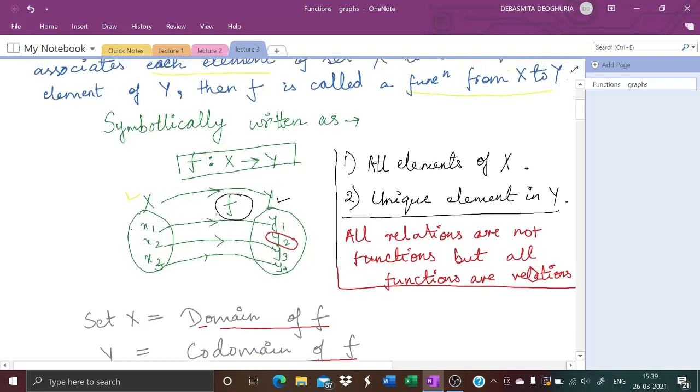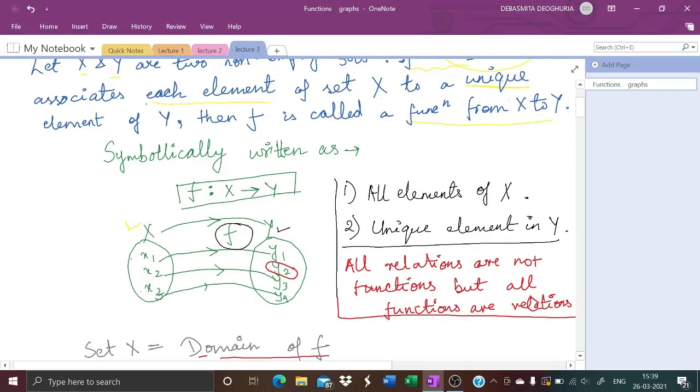So this first condition is satisfied. Each element is associated. Now, each element is associated to a unique element. See, x1 is associated to y1, x2 is associated to y3, and x3 is associated to y4. So each of the elements is associated to a unique element in the set Y. So this relation f is a relation from X to Y. Now, since these two conditions are satisfied, I will call this relation a function.